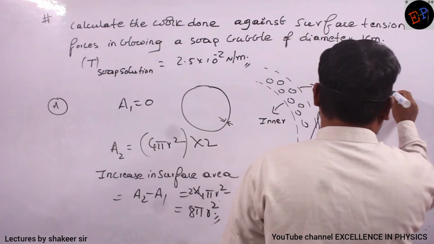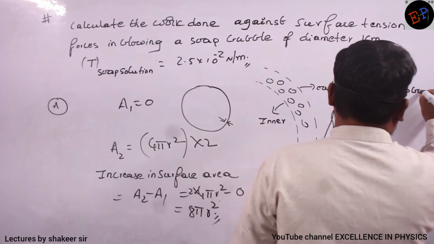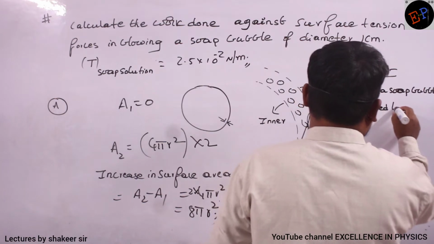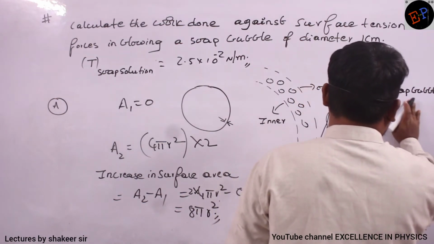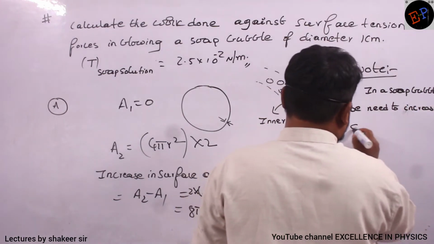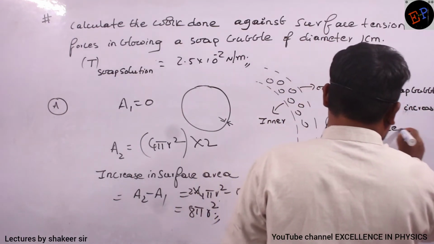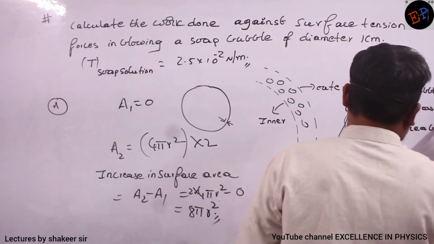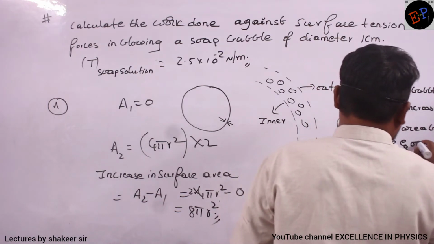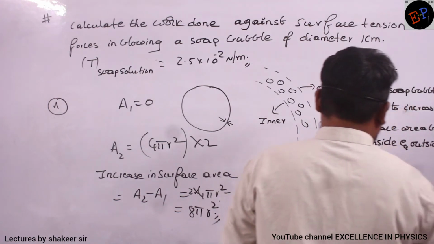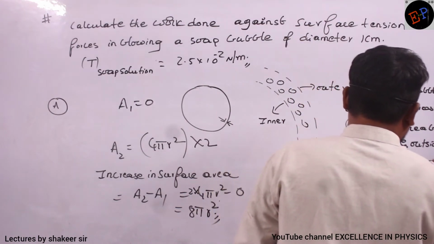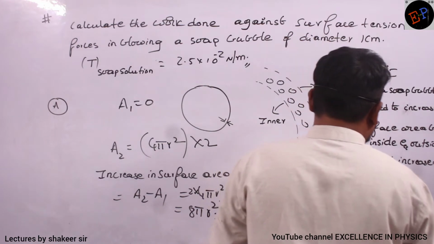Note point is that in a soap bubble, we need to increase surface area both on inside and outside. So total increase is double. Total increase in surface area is how much? It is double.